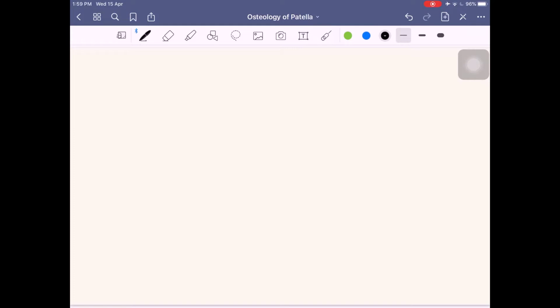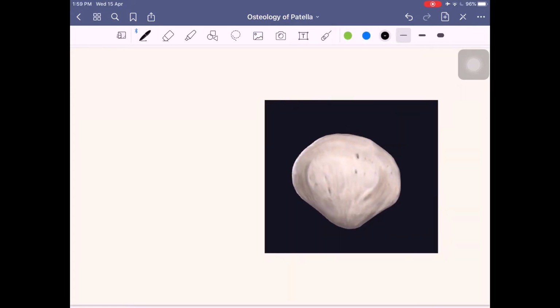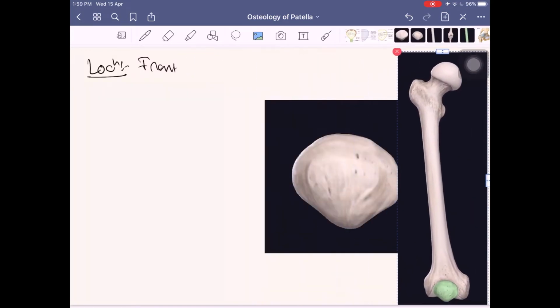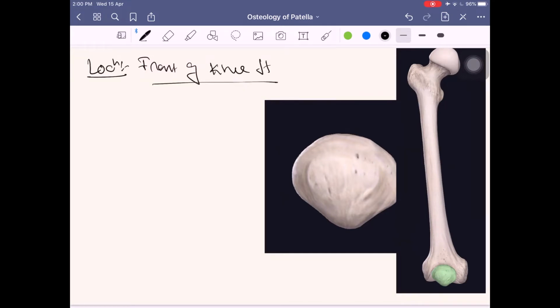So now let me bring the bone here. So that's our bone. Now where is the location of this bone? It is located in front of the knee joint, here you can see. Because of the same reason, it is a cap in front of the knee. That is why it is called a kneecap.